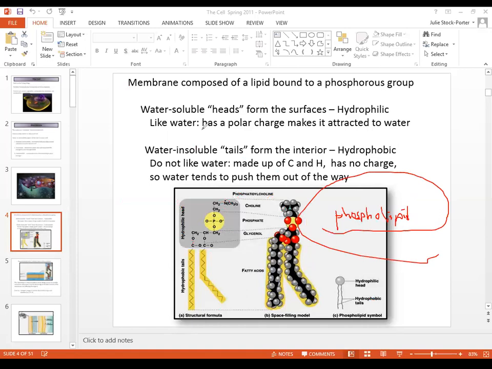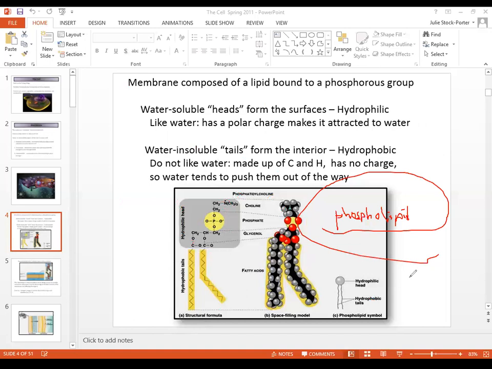They have water-soluble heads that form the surfaces. They're hydrophilic. They like water. They have a polar charge, so they're attracted to water. They have a water-insoluble tail that forms the interior. They're hydrophobic. They don't like water. All they're made up of is carbon and hydrogen, so they don't have a charge. Water tends to push them out of the way. They don't want to be anywhere near water.